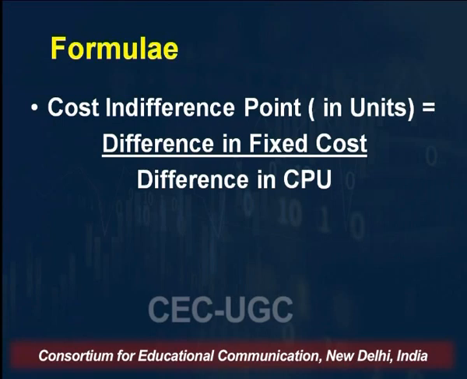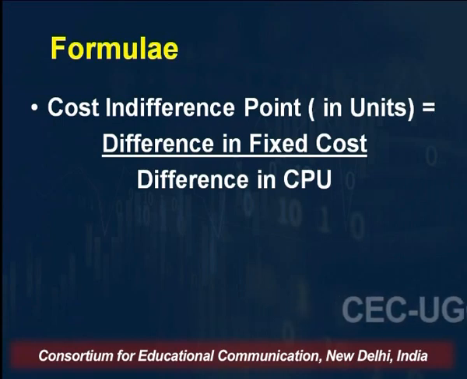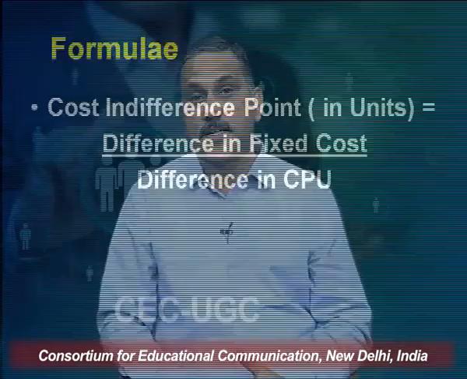Now one question must be coming to your mind: from where are we getting this differential value of fixed cost and CPU? As I told you at the very outset, we have to compare two different situations. It can be two different modes of producing a product, or two different machineries which you are deploying for your production process. Whatever the case, in both situations you have to identify the difference in fixed cost, because both the machines, both the techniques, involve differing quantum of money in terms of fixed cost. So we find the difference in fixed cost, and that is divided by the difference in contribution per unit. Whatever comes will be our cost indifference point in terms of units.